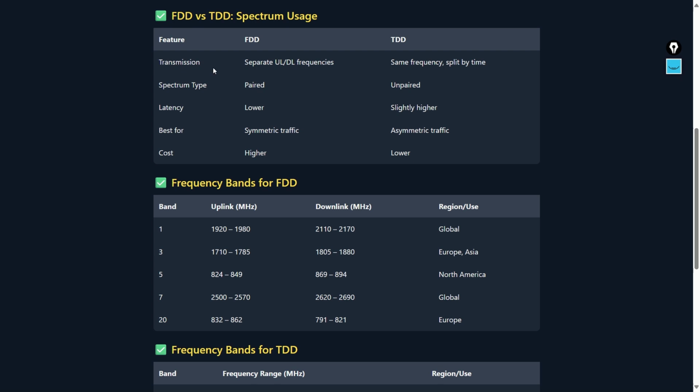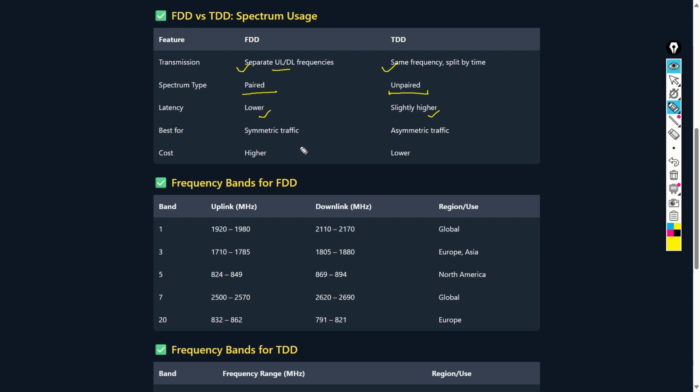So the thing is, FDD is separated into UL and DL, and TDD uses the same frequency. Because FDD is separated into uplink and downlink, it is always paired, and TDD is unpaired, so it will be a single frequency band. Yes, latency is lower in FDD, and slightly higher in TDD.